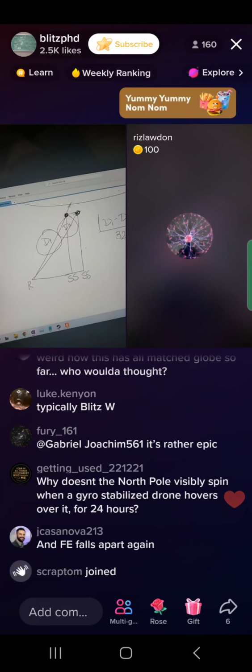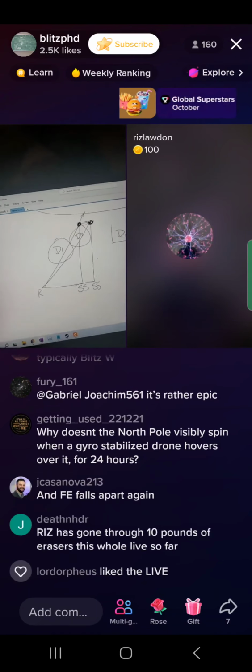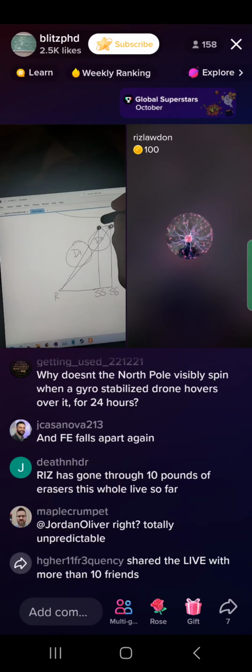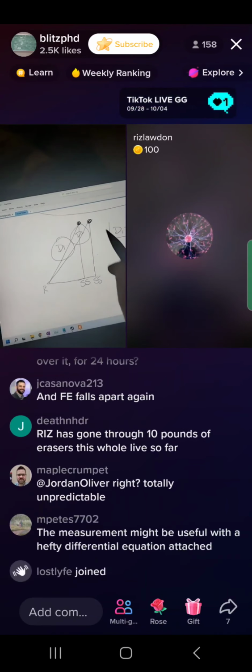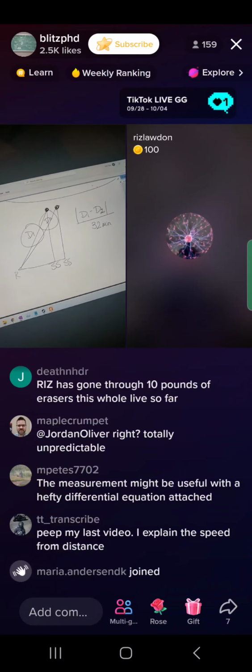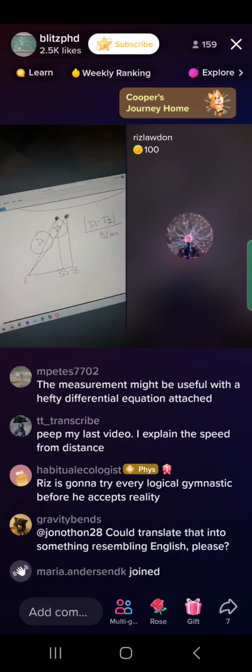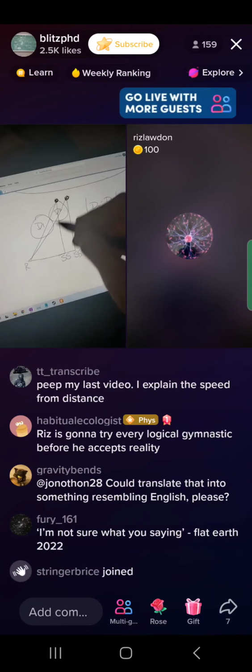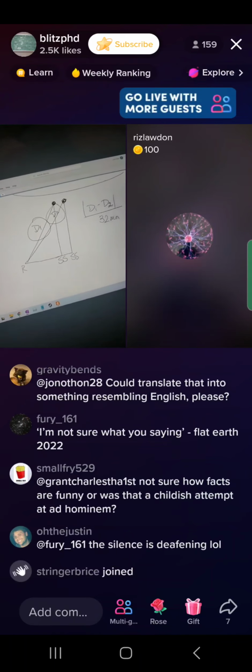Okay, so I'm not sure I understand what you're saying. I think I understand it this way: what you're telling me is you can only measure this according to your model. You can only measure the speed of the sun from the subsolar point. Is that what you're telling me? No, no. This is entirely flat.